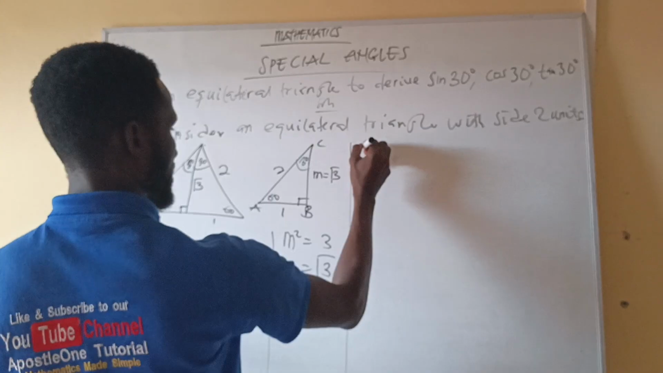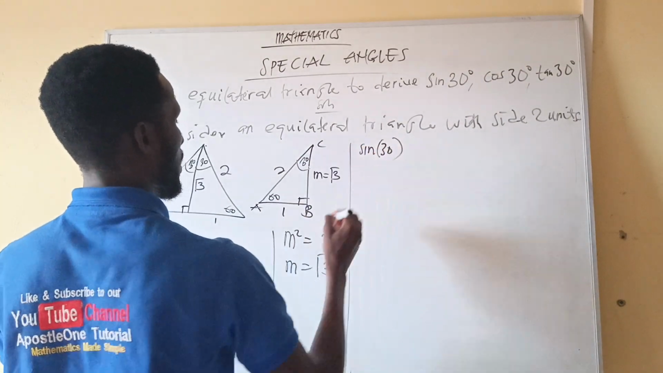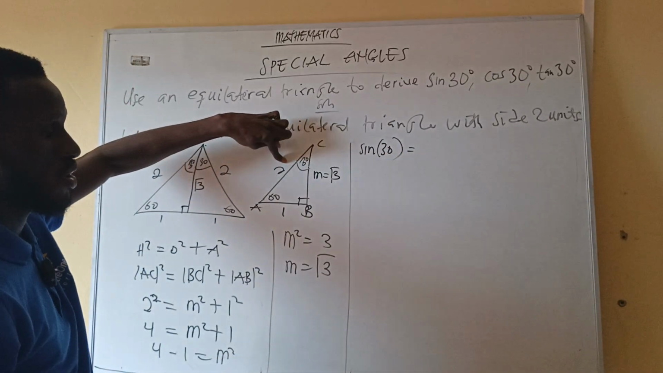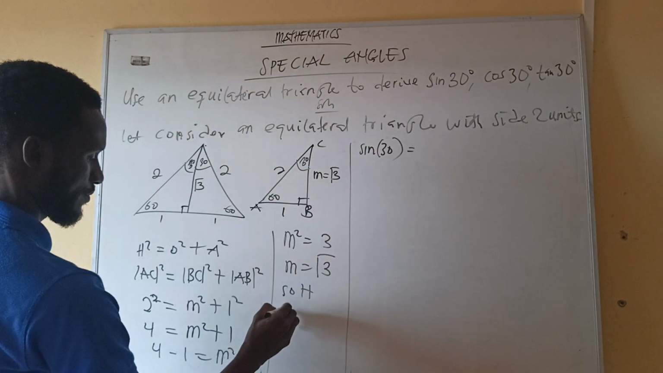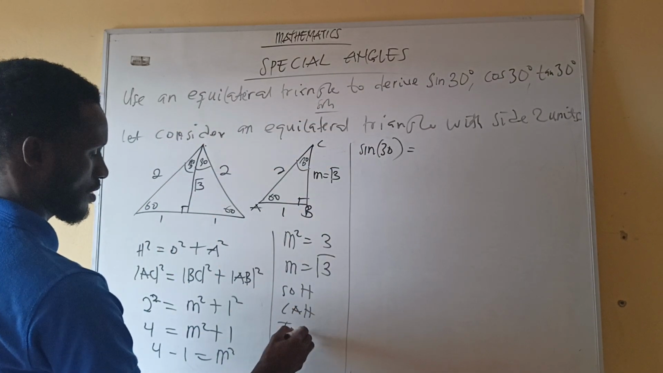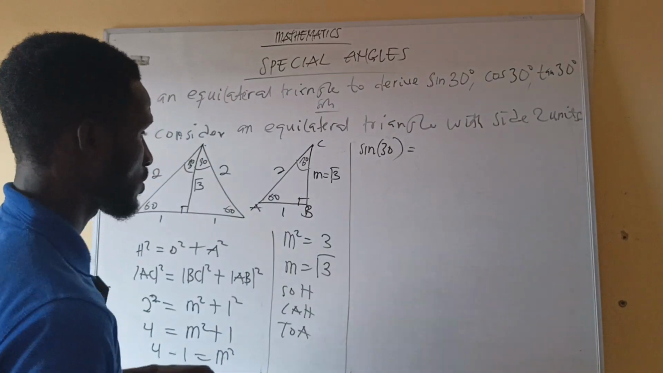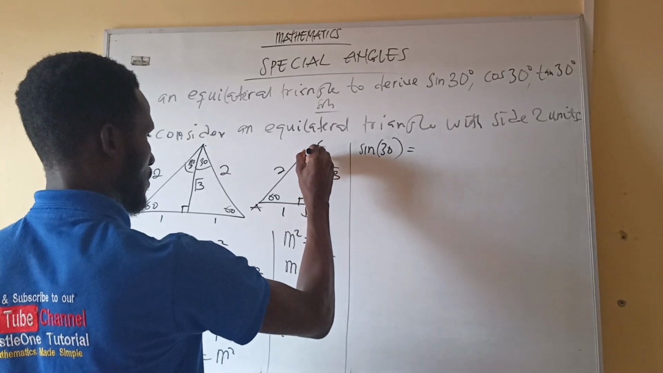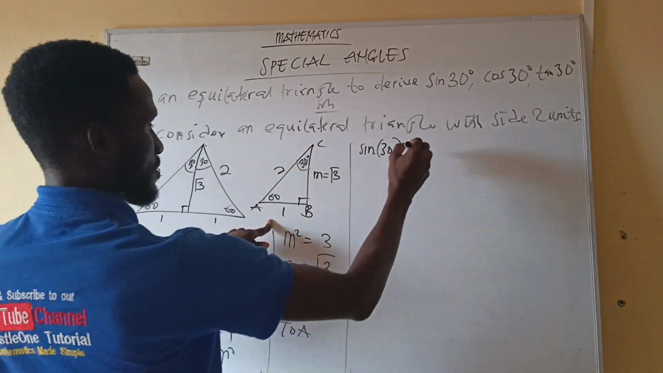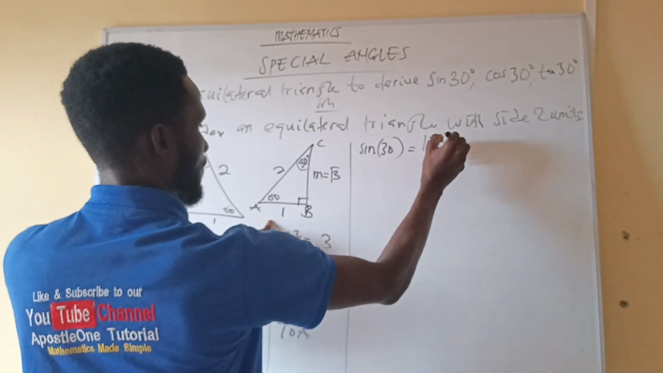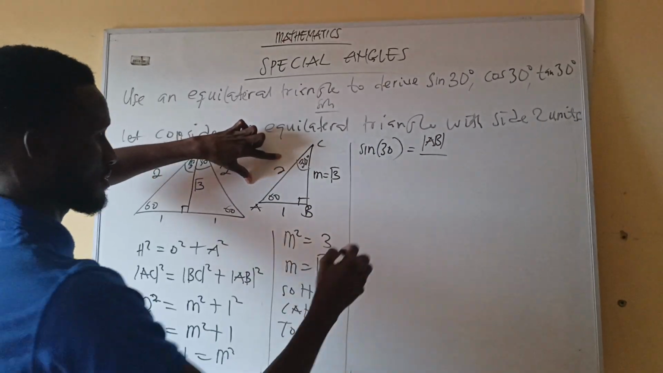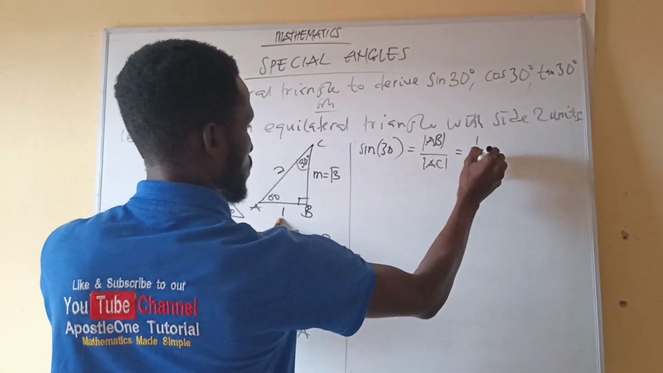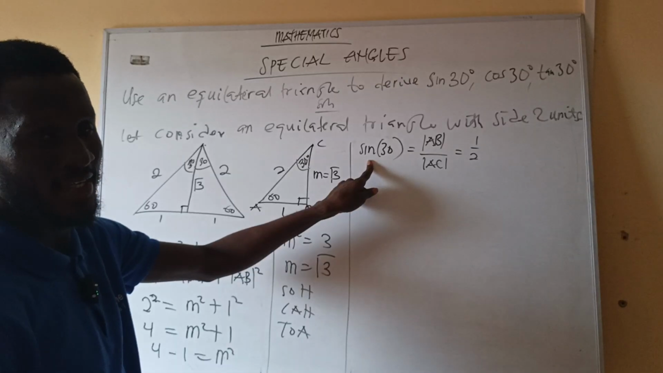So let's start with sine 30. Now I want to use this particular angle. Don't forget that sine is, I'm using the SOHCAHTOA one. Sine is opposite over hypotenuse. So if the angle here is 30, then the opposite will be AB. The hypotenuse is AC. So you're going to get 1 over 2. So anytime you get sine 30, it is 1 out of 2.